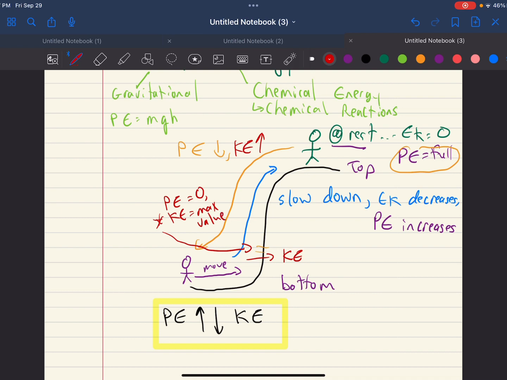And so what we want you to understand is while they're interchangeable, the value of the energy never changes at all. There is no energy gained or lost.